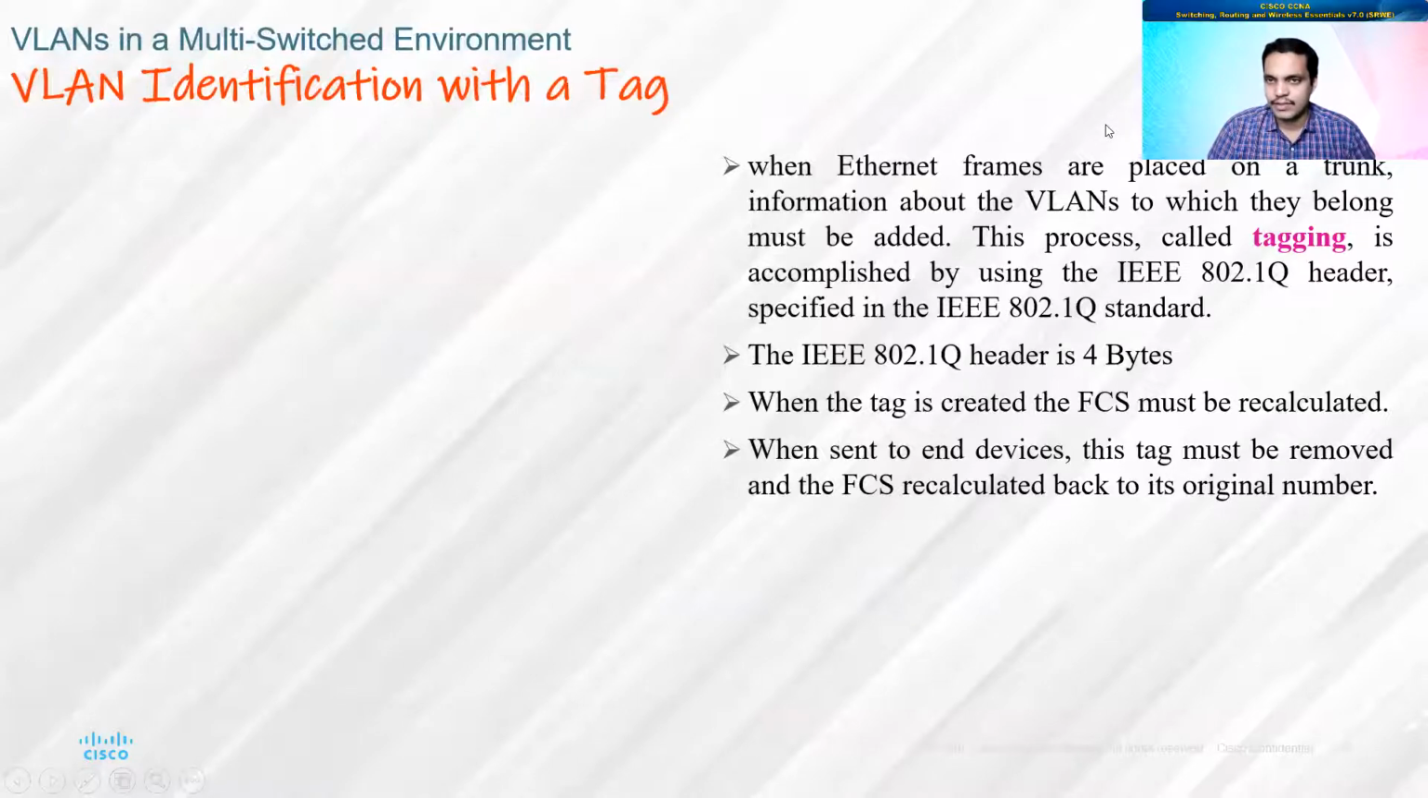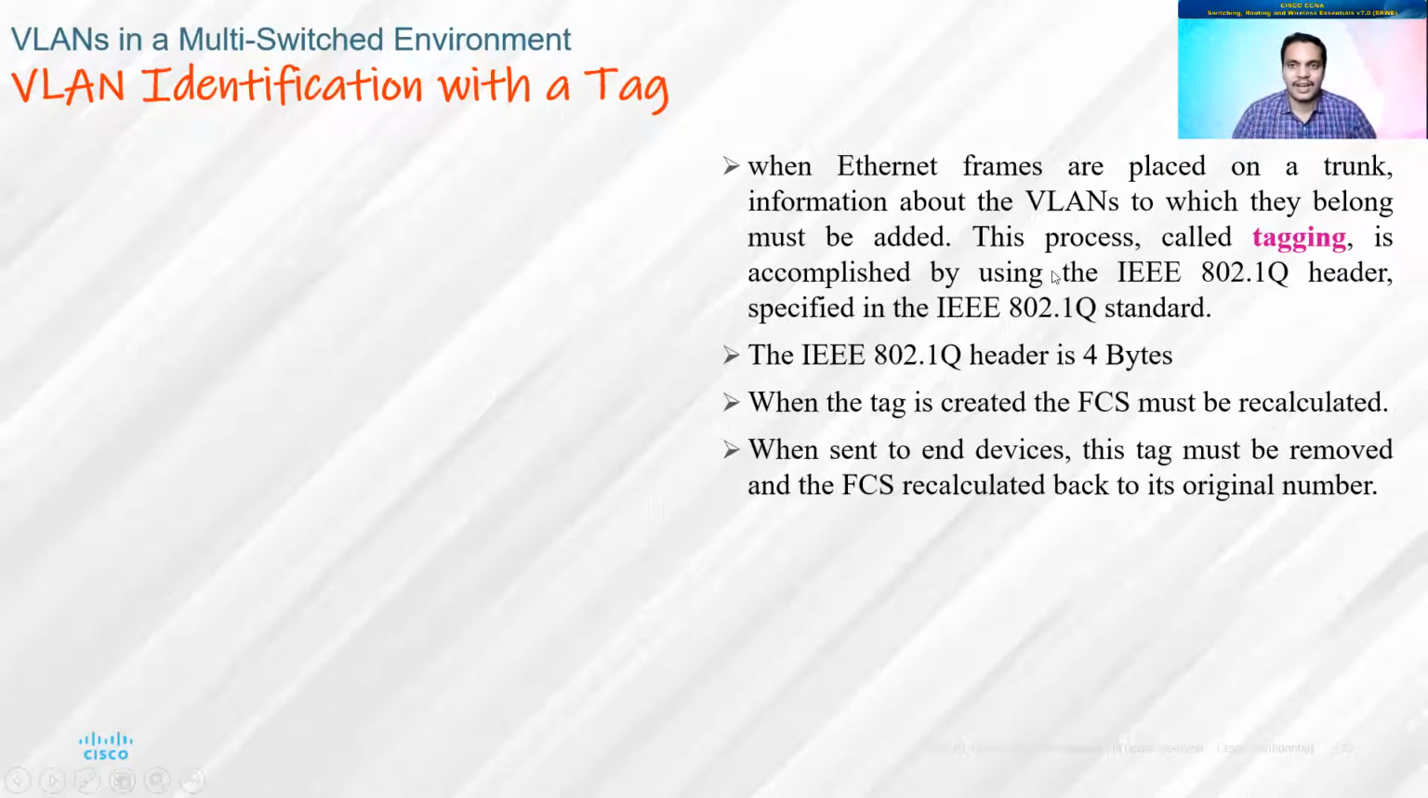How do you identify VLANs? As I just told you, how is it done? Whenever Ethernet frames are placed on a trunk, information about the VLANs to which they belong must be added. In our Ethernet frame format, you don't have a space for this. So this process is called tagging, where you mark each frame with the VLAN ID that it is generated from. It is accomplished by using the IEEE 802.1q header, and it is specified in the IEEE 802.1q standard.